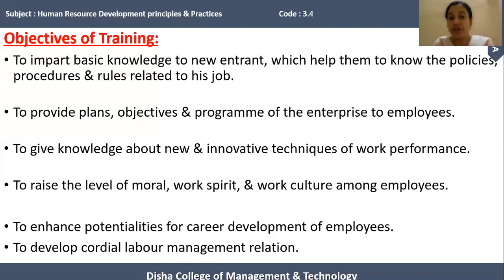In training, the trainer imparts the required skills and the required knowledge to human resources. Training's main intention is to fill the gap between the skills the organization requires and the skills the human resource has. So training enhances the person's skills, abilities, and potentialities.